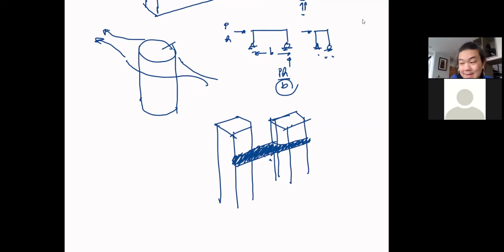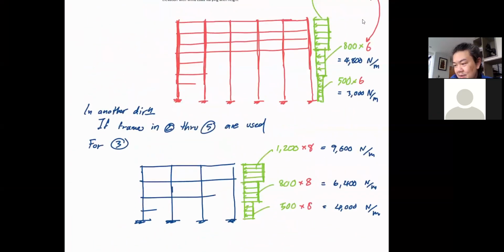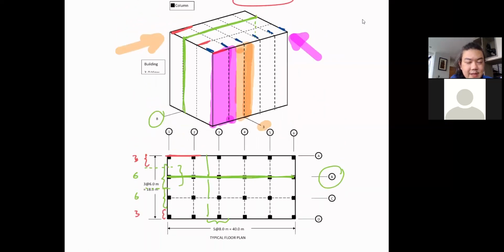Okay, so that's it. I think we have covered the general idea of the lateral load and the tributary area for stuff like this. And I have put the active session in the Facebook group already, and I don't think it's too difficult for you.